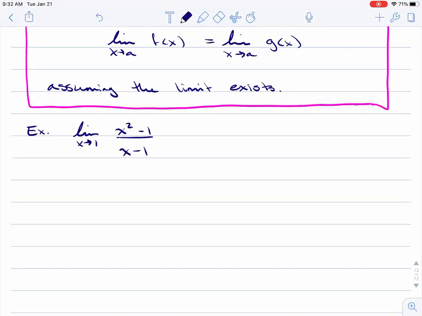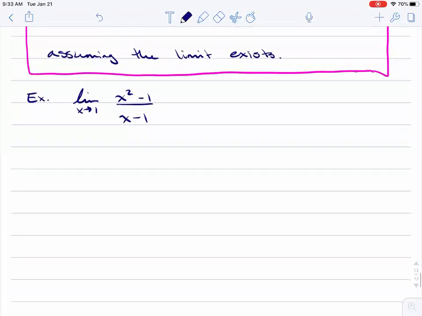I can change x squared minus 1 over x minus 1. I can factor the x squared minus 1 to try to get rid of that x minus 1 in the denominator. That's often a good choice, and we'll look at some other options that we have. And so what we can do is say this is actually equal to the limit as x approaches 1 of, rewriting x squared minus 1 as x minus 1 times x plus 1, those perfect squares, over x minus 1.